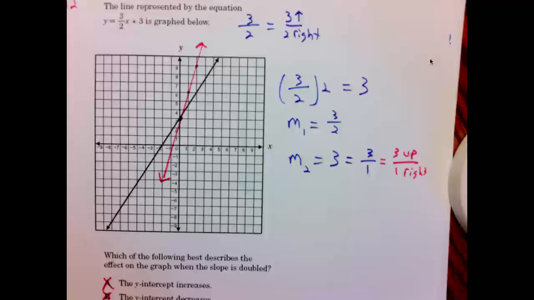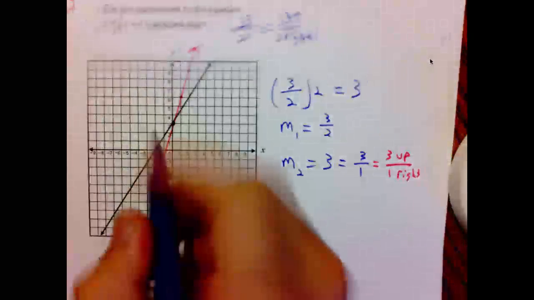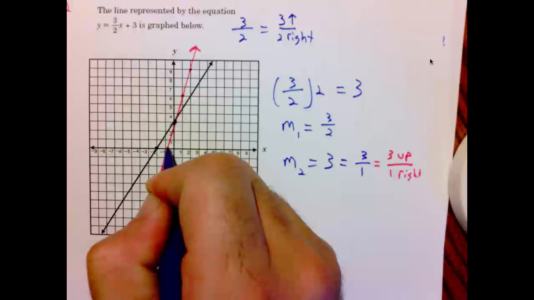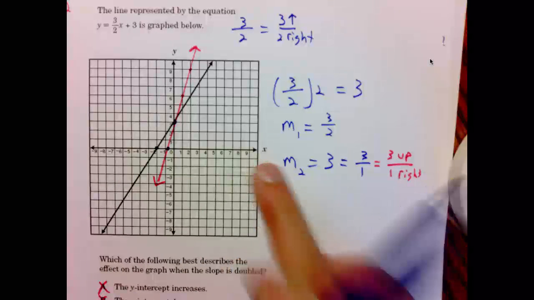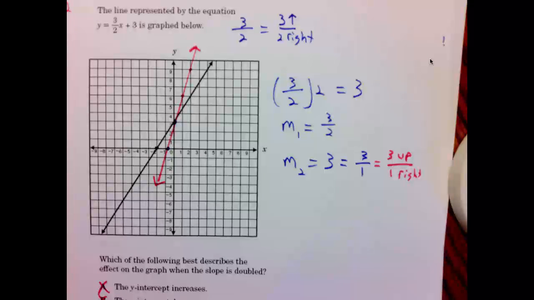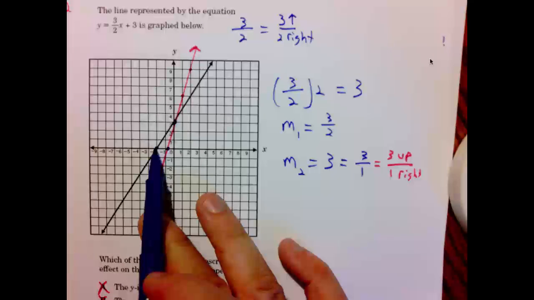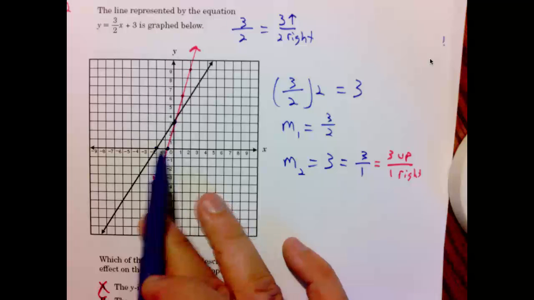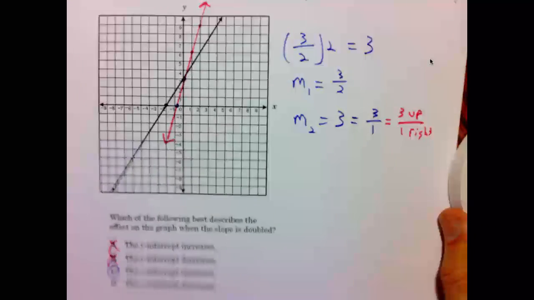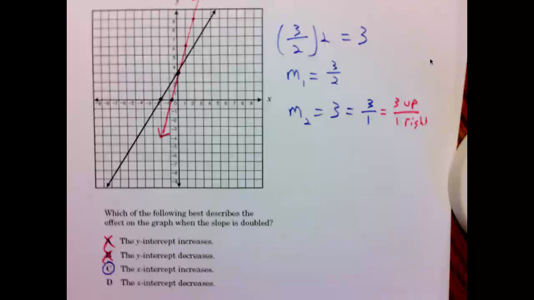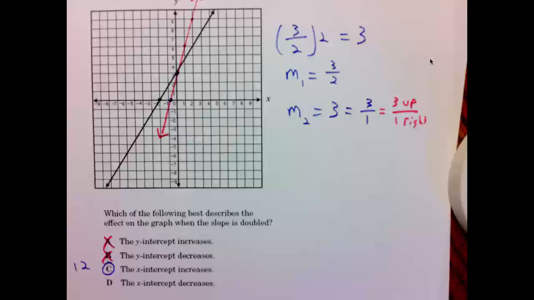C and D refer to the x-intercept. Well, the previous x-intercept was here. The new one was here. The x-intercept moved to the right. We increase as we move right. So the correct answer for 12 is C. The x-intercept increases. The point where the graph crosses the x-axis moved to the right, and we increase as we move to the right. Number 12, the correct answer is C. 12 is C. All right, last problem.